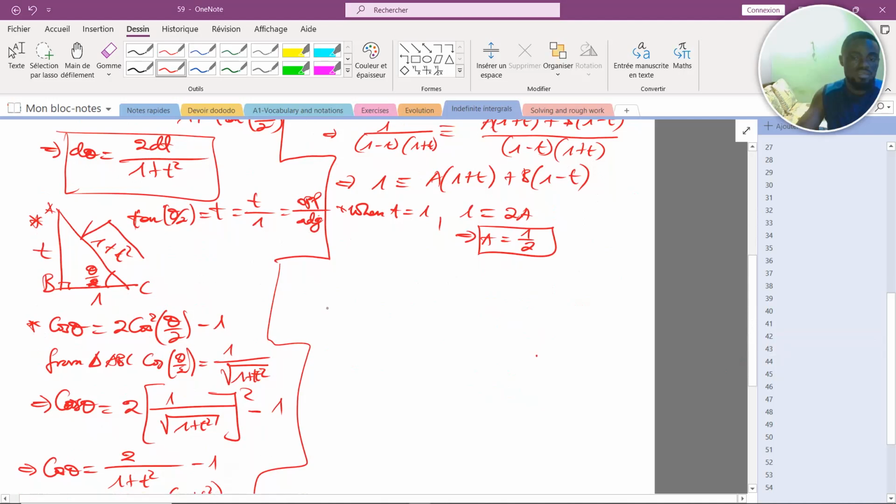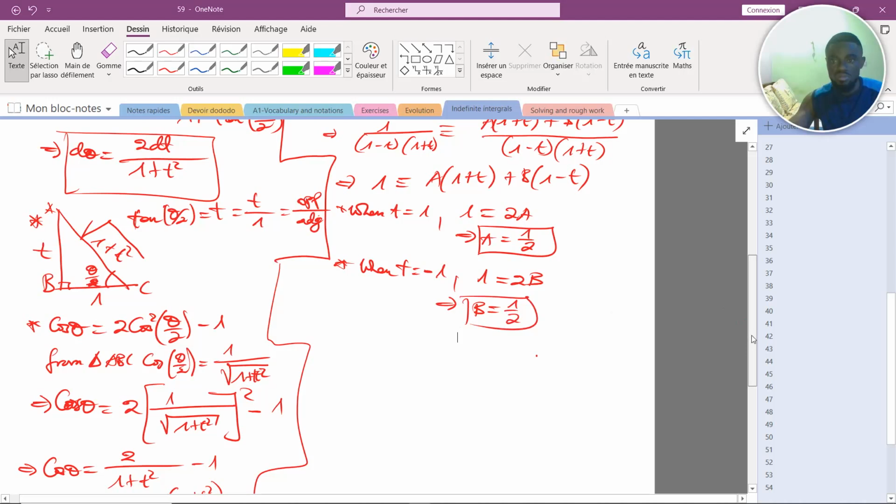Now let's find our b. To find b, we need to eliminate a. So I will let t be equal to minus 1 for this to become 0. When t equals minus 1, what I will have is 1 being equal to 1 times, this becomes 0. And this, when t equals minus 1 here, this becomes 2, equal to 2b. So this implies b will be equal to a half. Yes, b will be equal to a half.